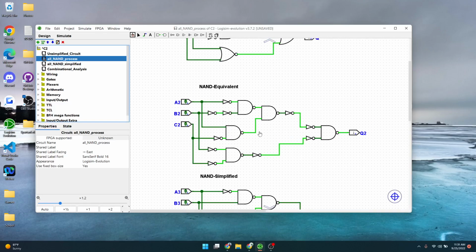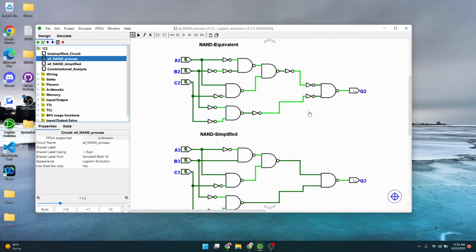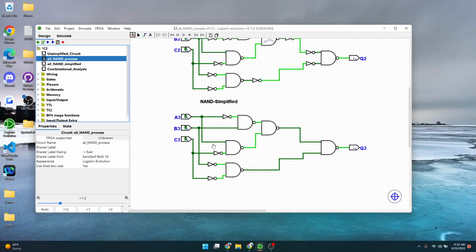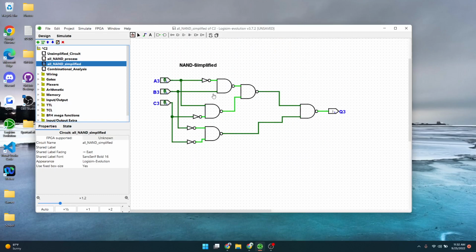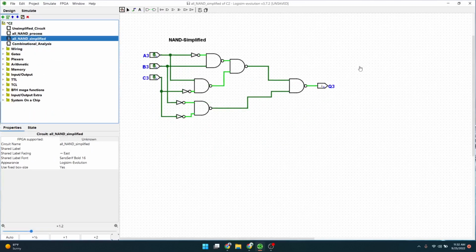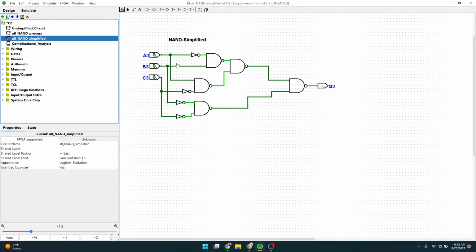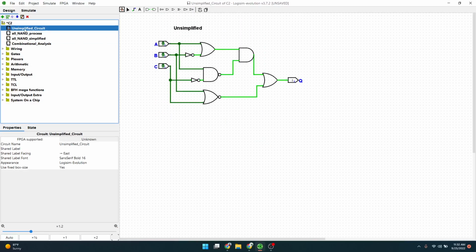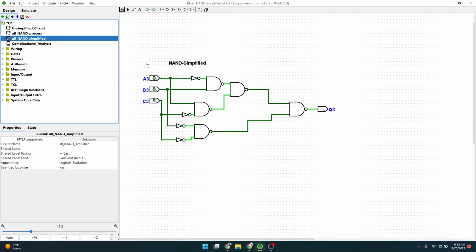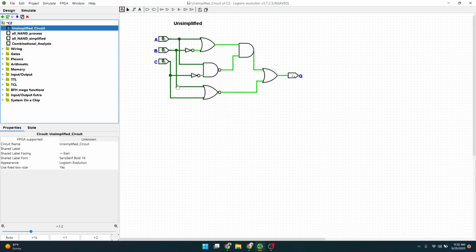I turned that into the NAND gates, and then to simplify it, all you do is get rid of the double NOT gates. So ultimately I came up with this circuit here. Then I put that into this individual file so that in the next step I can run combinational analysis. We're instructed to use combinational analysis to compare these two circuits to make sure that they're equationally equivalent. So we can go ahead and do that.